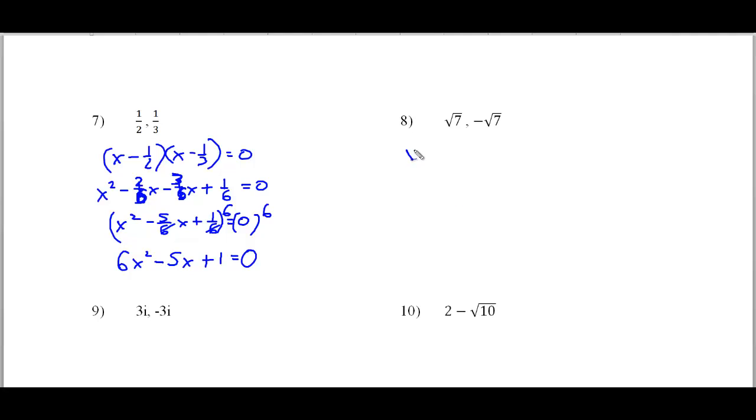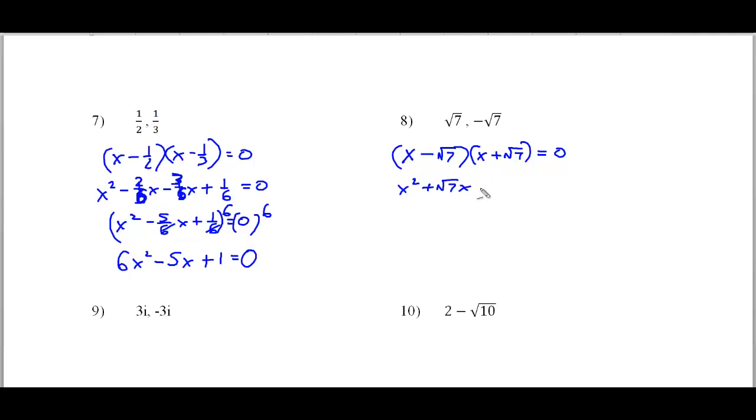Here's one that's even stranger. This one calls back to what we did in the last section. In the last section in Chapter 7, we looked at FOILing using square roots. So x times x is x squared. X times the plus square root of 7 is square root of 7x.